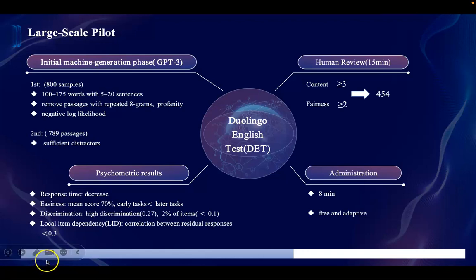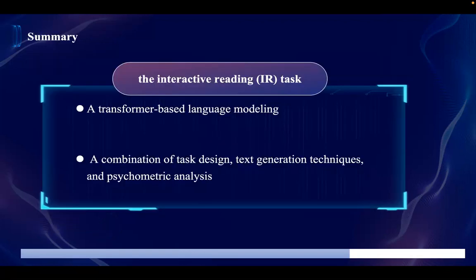If the residual correlations of local item dependency, LID, are lower than 0.3, then we can do the psychometric analysis. This means dependency between responses to any pair of items is due only to the trait being measured, not affected by other factors. Okay, here's the short summary.